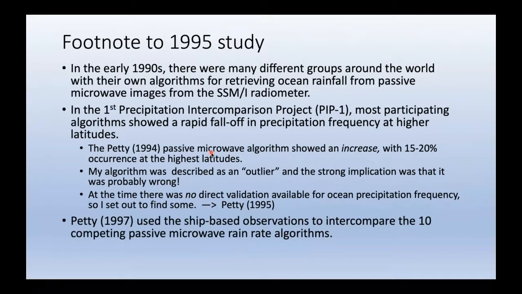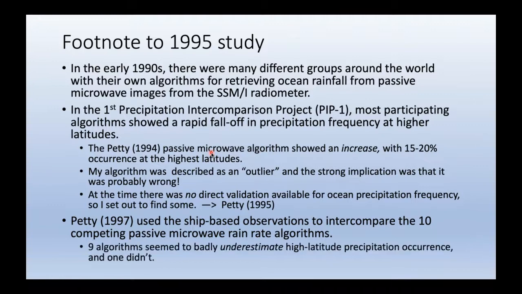So there's a follow-on paper in 1997 that I did where I explicitly compared the 10 algorithms with the ship-based observations. And the end result of that was basically to show that those 9 other algorithms actually badly underestimated the occurrence of precipitation at high latitudes, and one didn't.